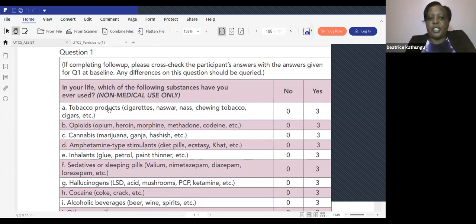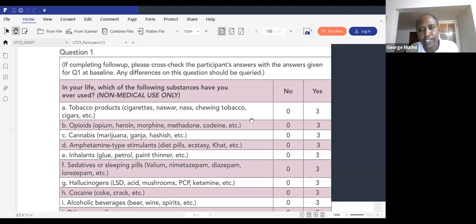So George, in your life, which of the following substances have you ever used for non-medical use? So if it was prescribed by a doctor, it does not apply. So have you ever used a tobacco product, whether it's a cigarette or any other form of tobacco that is around in your environment, or any that is given here? Have you ever used any, George? Yes, tobacco I've used, yes. You have used tobacco. Thank you very much.